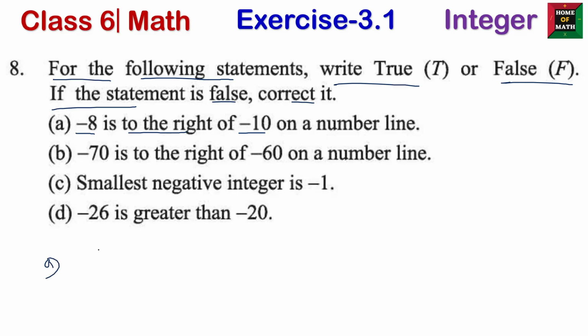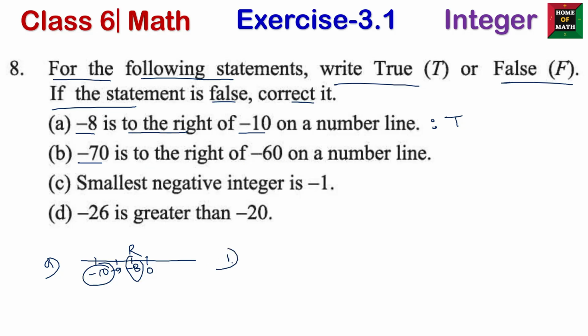We can make a straight line. This is 0. So once minus 8, then on the left side minus 9, then minus 10. So minus 10 and minus 8, which one is on the right side? Minus 8 is on the right side. So our answer is true. Okay, true. Then minus 70 is to the right of minus 60.